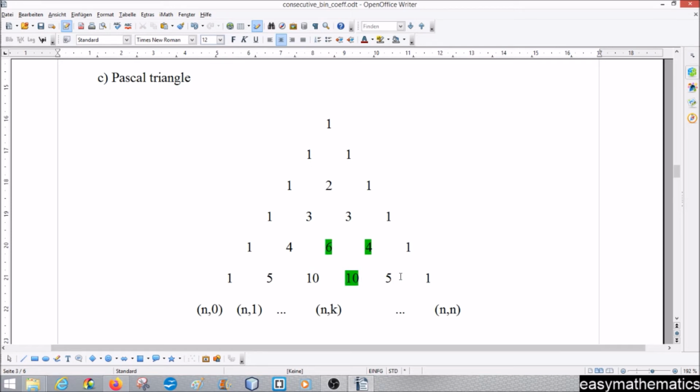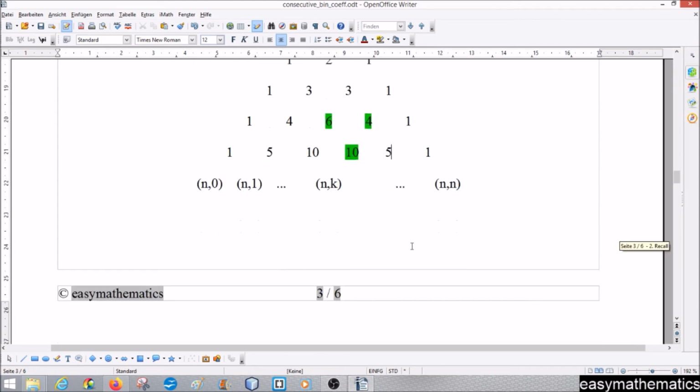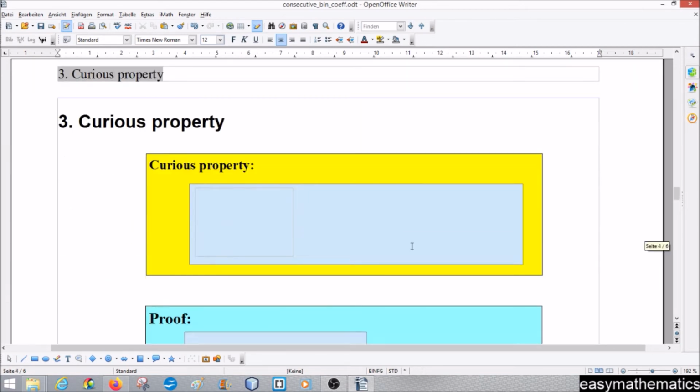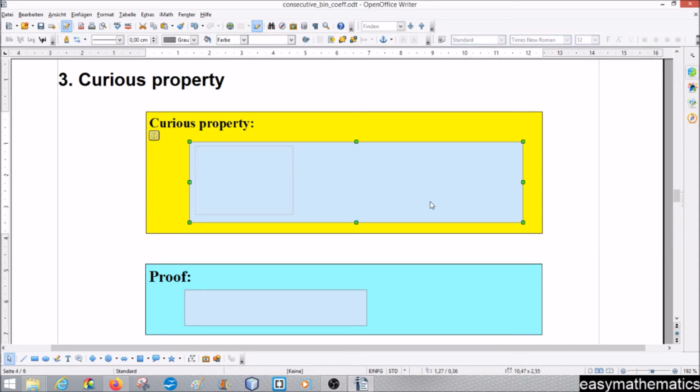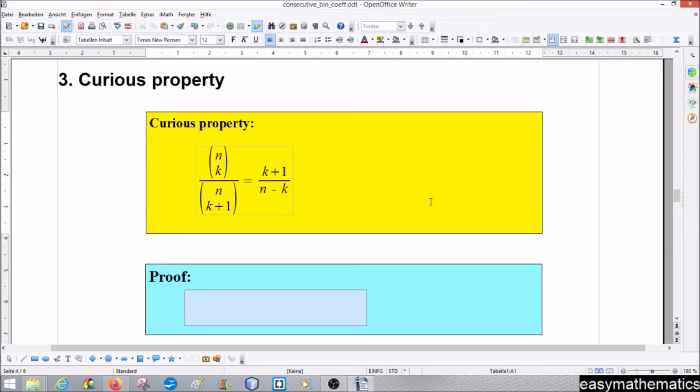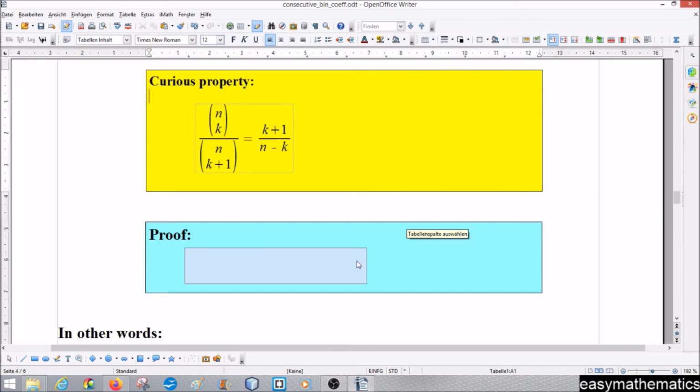All right, so what is the curious property? It looks not so curious at first moment. The ratio of two consecutive binomial coefficients is k plus 1 over n minus k. And of course you can prove this. You write both binomial coefficients and then you cancel out the common factors. This is very easy to get.